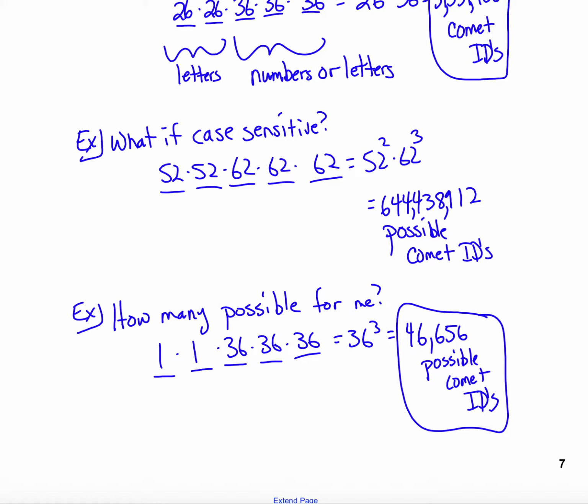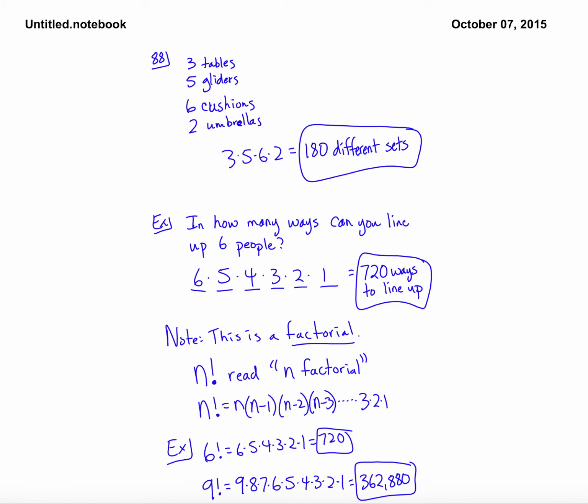You can do this with lots of different things. How many license plates, how many phone numbers. All of them would be: put a dash for how many different things you would have, and then above the dashes put how many different ways that can happen.